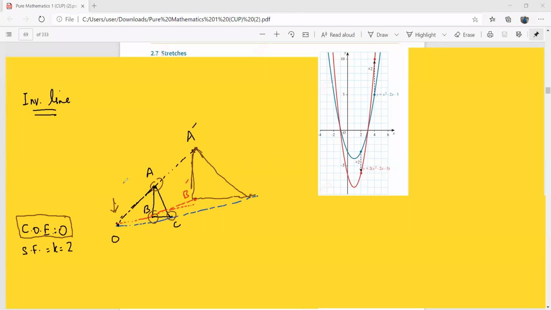Now let me tell you how it operates. Suppose you want to stretch the same triangle ABC, then you need to have the invariant line, which can be a vertical line or a horizontal line. Let me show you what will happen to this if you stretch it with a scale factor 2. Let me give you a little bit of idea over here first.